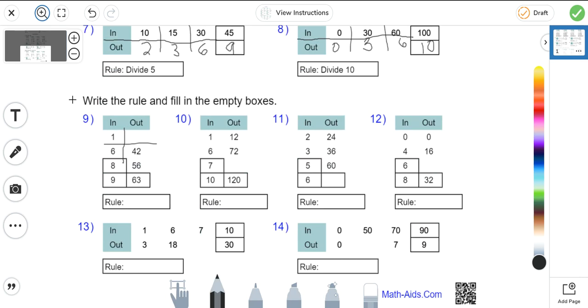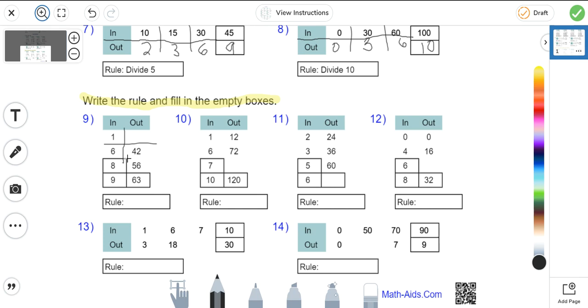So here we need to do something different. It says, write the rule and fill in the empty boxes. So here we're guessing what the rule is. We're figuring out what's happening here. All right, this is a little more work on our part.